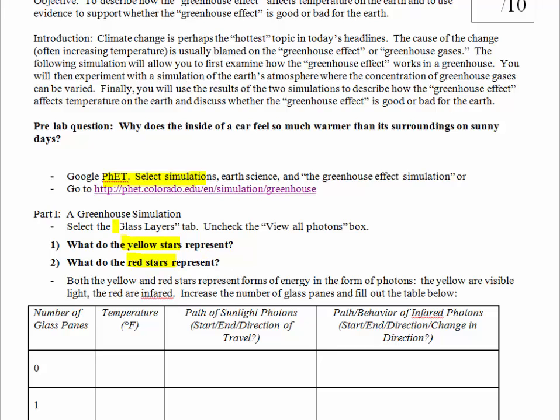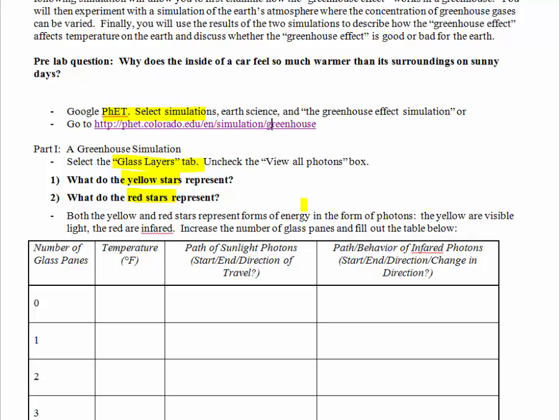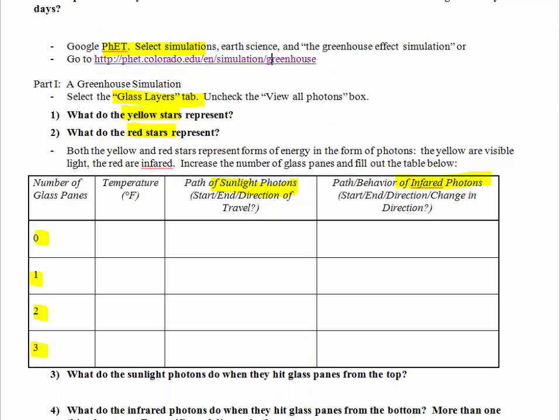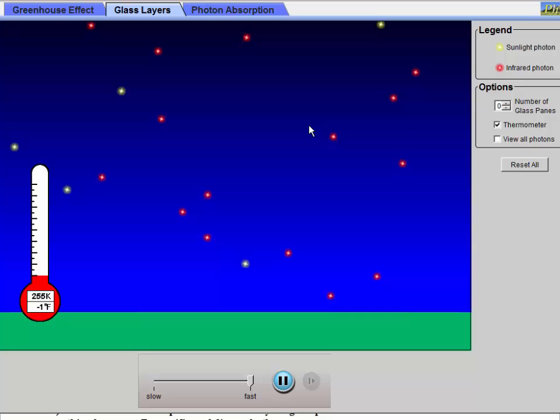And we're going to first start by talking about what glass does. So think about how you can have a hot car when it's relatively cold outside. What we're going to be taking a look at is the path that the sunlight goes and the path that the infrared goes. We're going to have no glass panes, then 1, 2, and 3. We're going to add in some glass panes. So let's just go ahead and take a look at the simulation real quick.